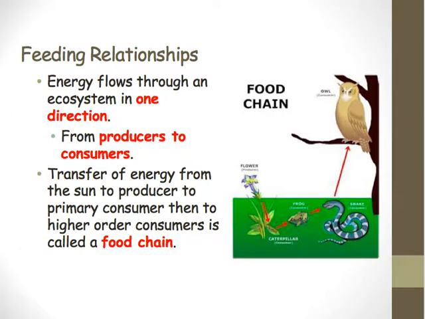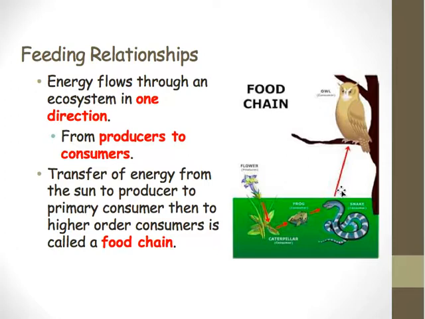So feeding relationships. Energy flows through an ecosystem in one direction. So it's going to flow from the producer to the consumers. So the arrows in our feeding relationships are pointing to where the energy is going. So the energy is going from the plant to the frog, from the frog to the snake, from the snake to the owl. So the arrows always point to where the energy is going.